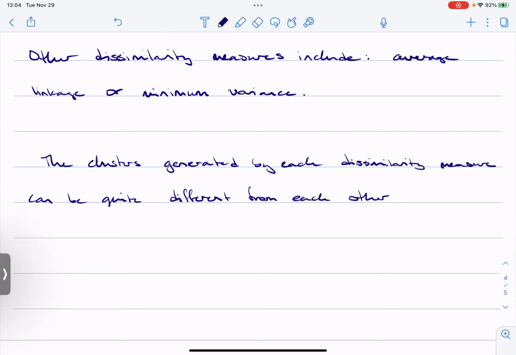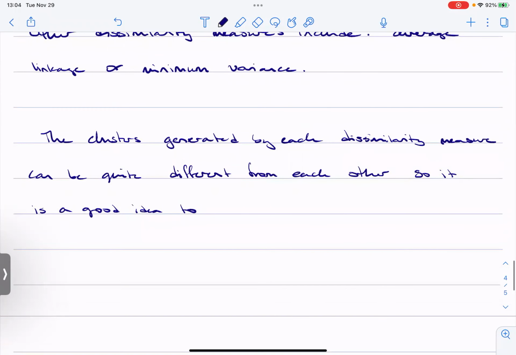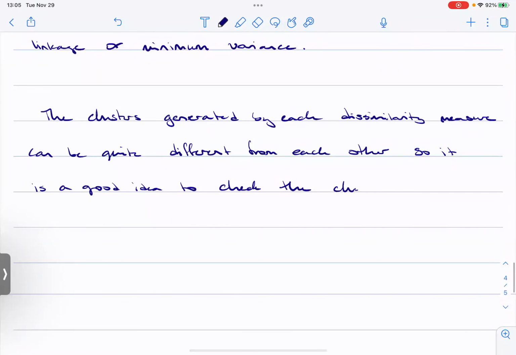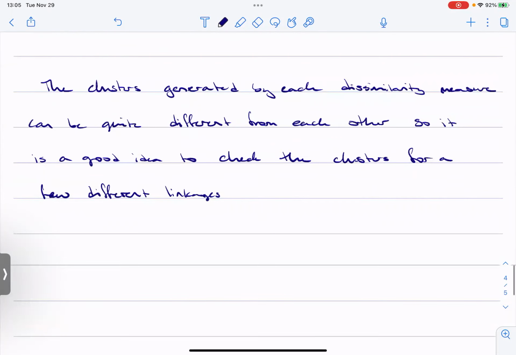So it's a good idea to check the clusters for a few different linkages. Which means dissimilarity measures.